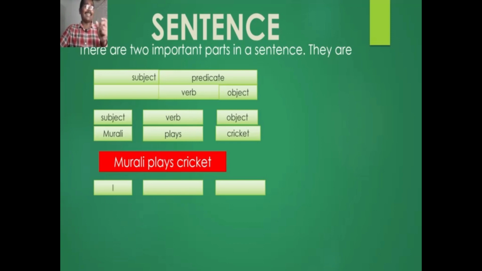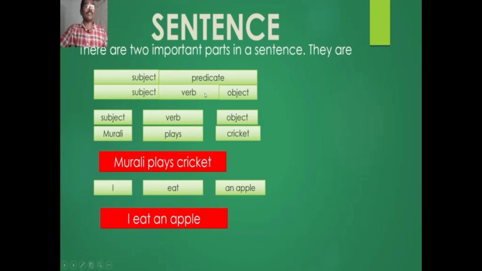Let us see the next example. "I ate an apple." I is the subject, ate is the verb, and apple is the object. I name this person. I means the speaker. The speaker always names himself as I. You can see "I ate an apple." This is a sentence. This is all about the sentence and its parts.